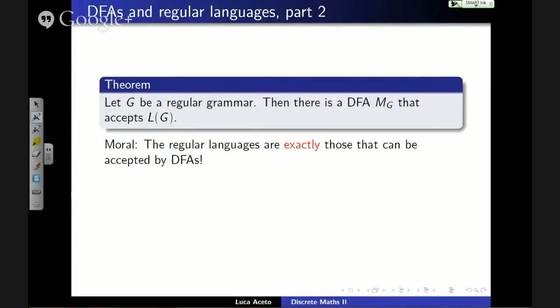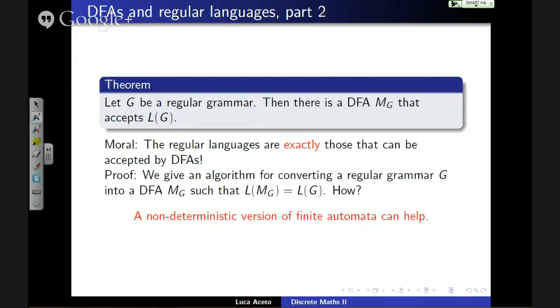So in fact, there is an algorithm that also goes the other way around. You can devise an algorithm that turns a regular grammar into an equivalent DFA. However, constructing this algorithm is much easier if you allow yourself to use something called non-deterministic finite automata. Why? Because grammars are inherently non-deterministic devices.